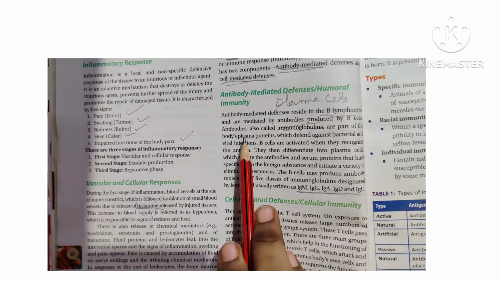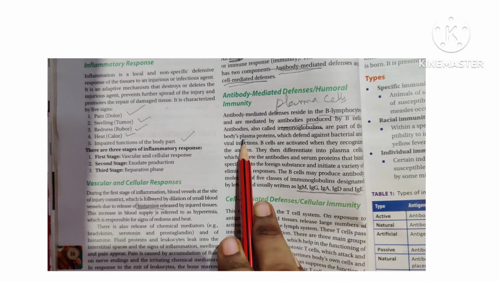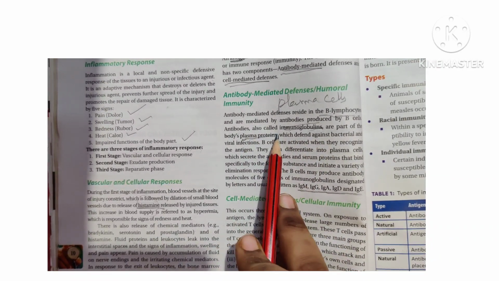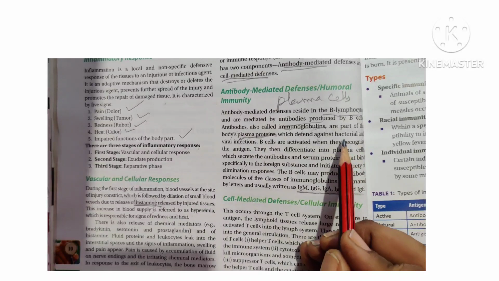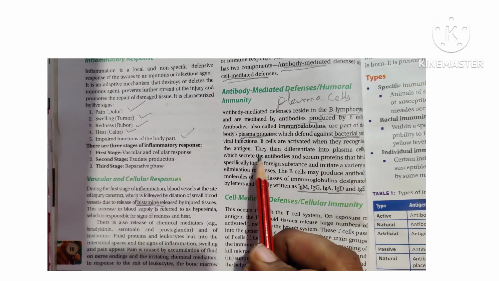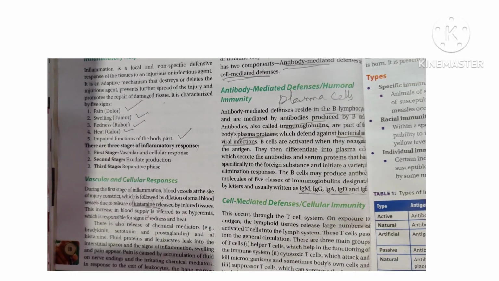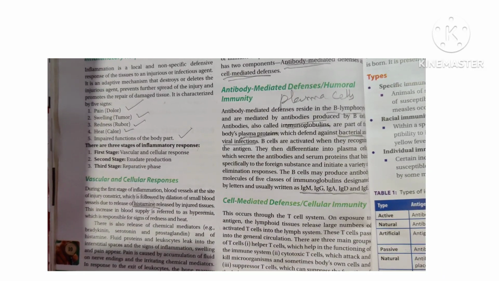So these antibodies or immunoglobulins are produced by the plasma cells. They are nothing but plasma proteins which act very effectively and fight against bacterial and viral infection. Whenever there is a bacterial or viral infection, the antibodies are activated.